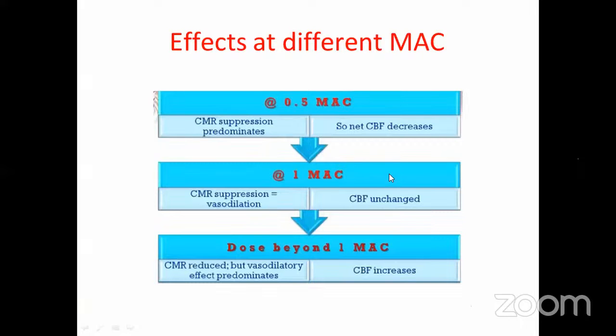As I told you, at 0.5 MAC, cerebral metabolic rate suppression predominates, so the net effect is that cerebral blood flow decreases. At 1 MAC, there is a balance between cerebral metabolic rate suppression and the vasodilator effect of volatile anesthetics, so the net effect is unchanged. Beyond 1 MAC, the cerebral metabolic rate is reduced, but the vasodilator effect of volatile anesthetics predominates, so there is increased blood flow.